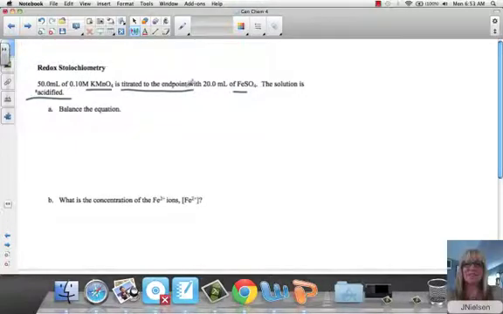So what I'm going to have to do first is balance this equation. What do we know? KMnO4 plus FeSO4. If I go all the way back to my chart, I'm going to do it with you, but I'm not going to turn the computer screen. I want you to go back to page 18 and look at your redox reaction prediction list.